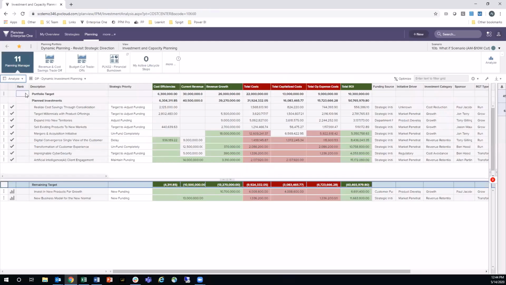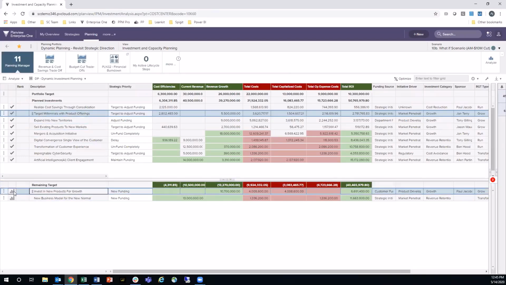Here, we can see all of our different strategies. The check marks, the ones at the top, are the ones that we have funded so far, maybe in our previous planning scenario. The ones down here at the bottom are the new ones that we want to see how we can fund them into our current scenario. So the new great ideas coming down the pipeline.